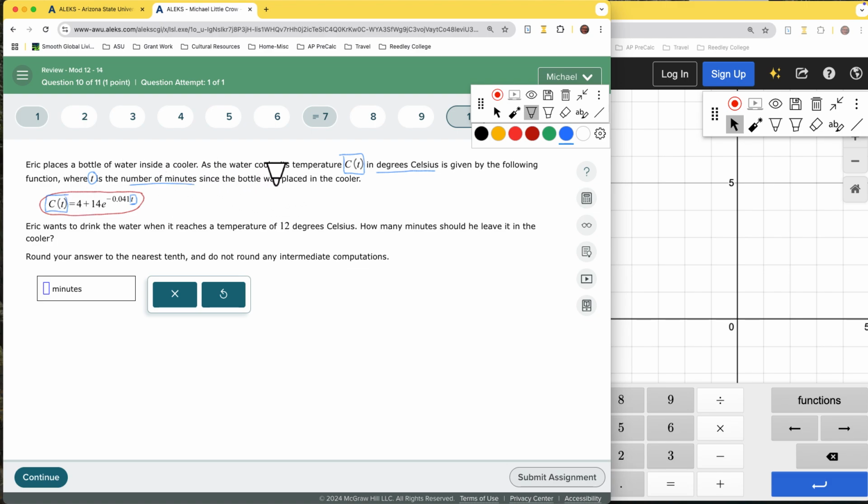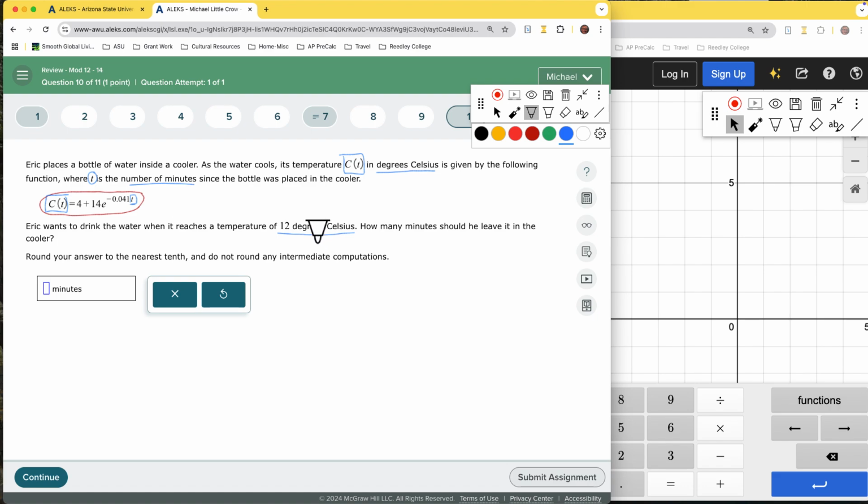Now we're putting a bottle of water inside a cooler, and Eric wants to drink the water when it reaches a temperature of 12 degrees. Well, we don't always get what we want, but okay. We could use this formula, or we could just wait until it gets cold enough when we touch it, right? How many minutes should he leave it in the cooler? Round it to the nearest tenth.